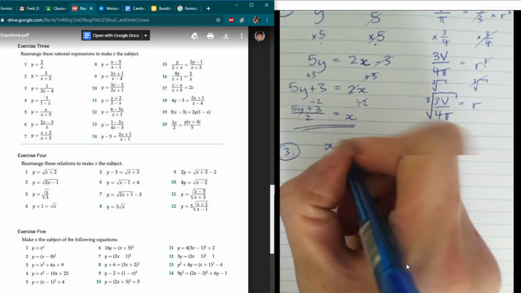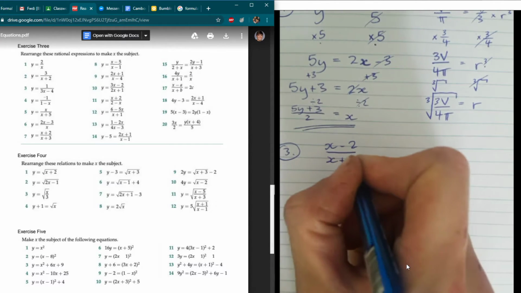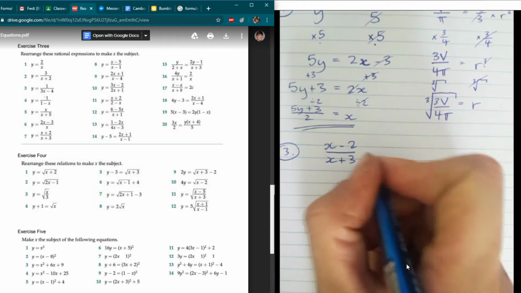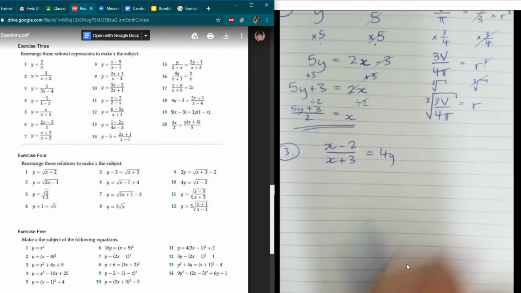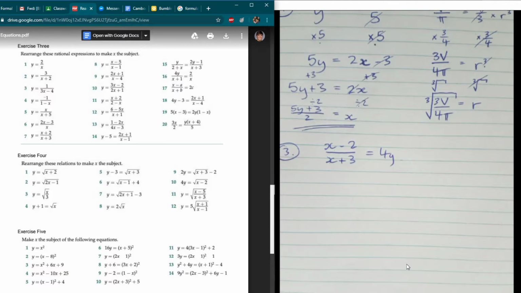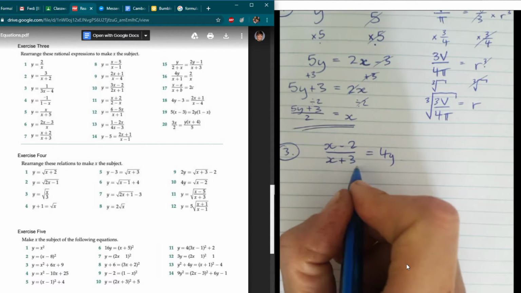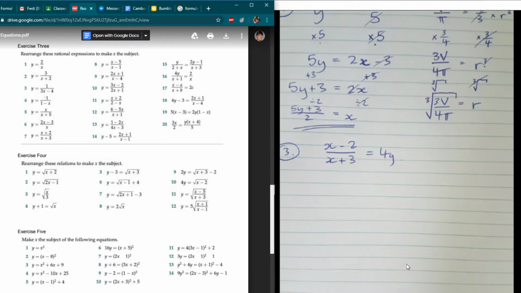It gets ugly. (x minus 2) over (x plus 3) equals 4y. Remember, we're trying to make x the subject. Now, you'll notice that there are two x's, and this happens from time to time, so we're going to have to be a little bit clever as to how we get rid of that. Because we've got x minus 2 on the top and x plus 3 on the bottom, we can't actually just divide and do something nice to get x by itself here.